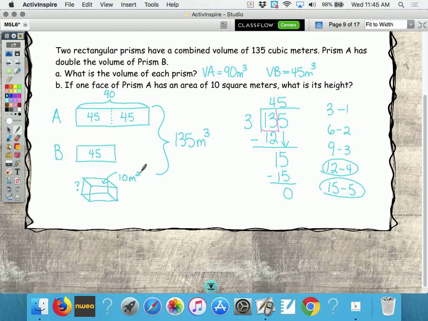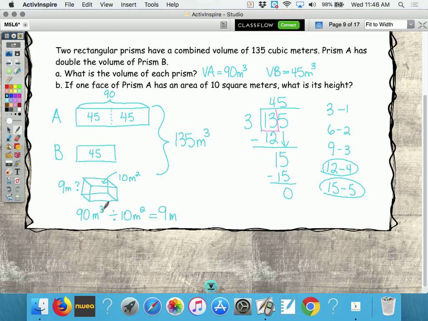Do I know the volume? Oh no. Wait, yes. What's the volume of Prism A? 90. Okay, so I'm going to take 90 meters cubed. And if I know volume, what am I going to do? Multiply or divide? Divide. Divide it by 10 meters squared. And it equals 9 meters. So the height is 9 meters.